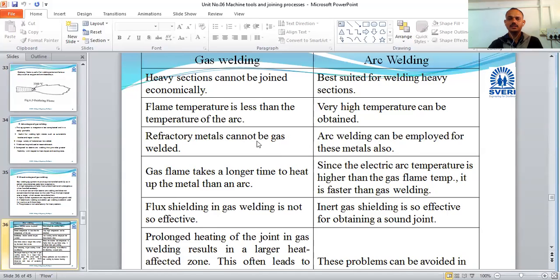Once you understand the comparison, you will be able to tell gas welding and these two apart. So please write this. I'll wait a few minutes, and then we will proceed to resistance welding. After resistance welding, only 2 points remain from this chapter.